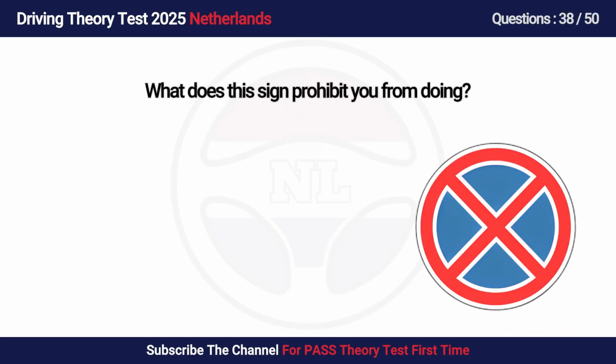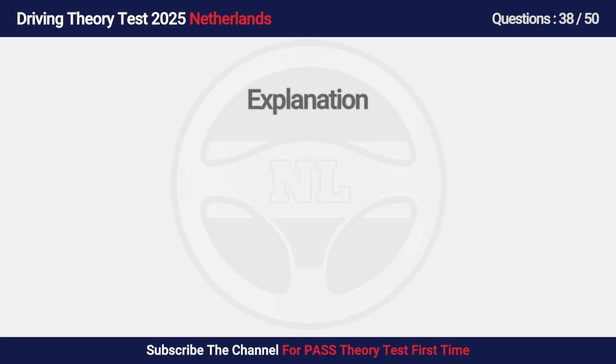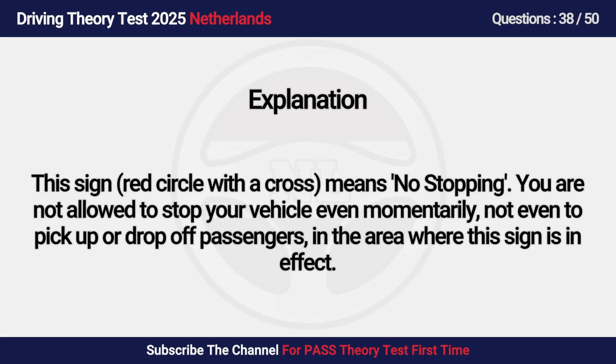Question 38. What does this sign prohibit you from doing? A. No parking. B. No stopping. C. No entry. D. No waiting. Answer is B. No stopping. This sign, a red circle with a cross, means no stopping. You are not allowed to stop your vehicle even momentarily, not even to pick up or drop off passengers, in the area where this sign is in effect.